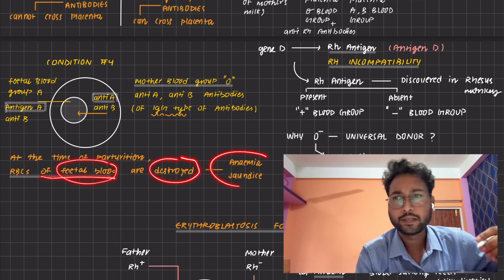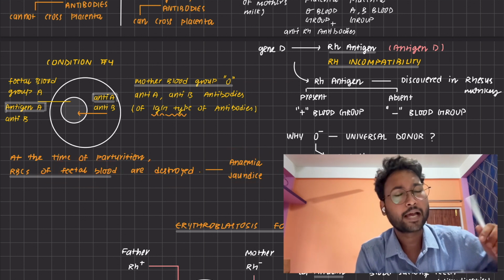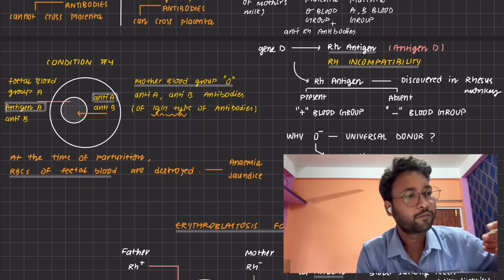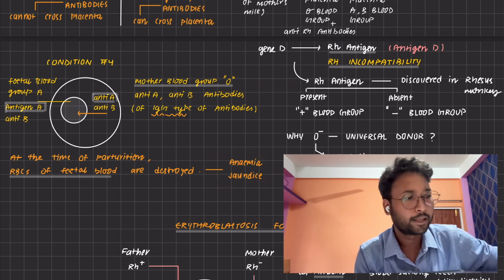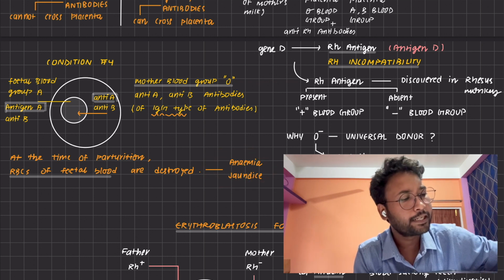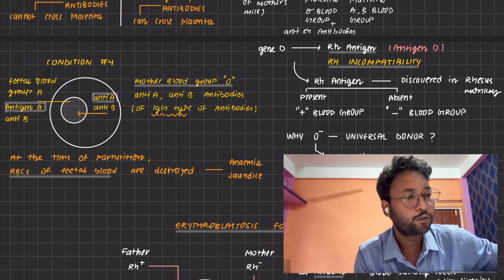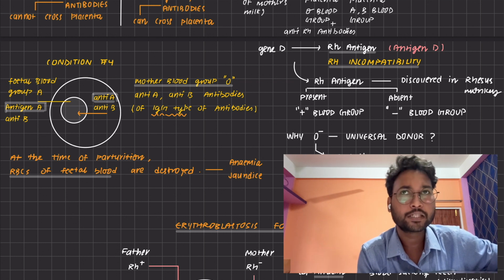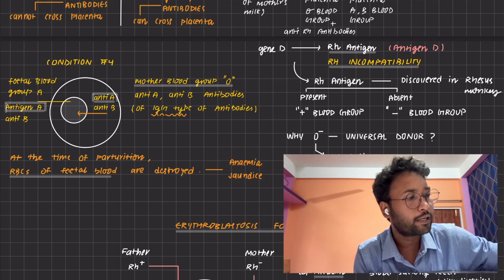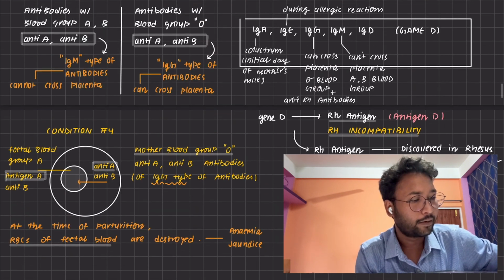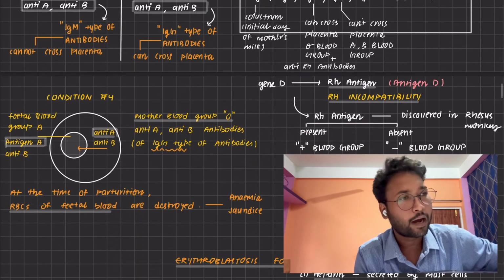But now we know some of us have B positive blood group, some of us have negative blood group. How is it so? Let's see. There is a gene D also, which produces the Rh antigen. The word Rh came from the rhesus monkey. So the Rh antigen, which was discovered in the rhesus monkey, is present in us also.